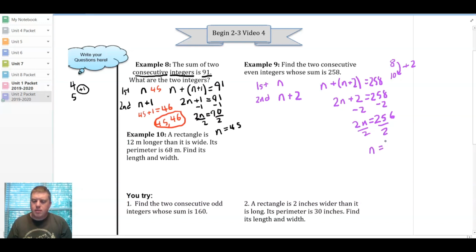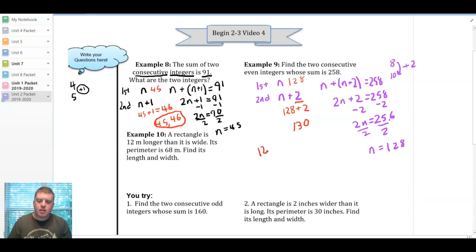So n is going to give me, let's see, 2 goes into 2 one time, 2 goes into 5 twice. We carry the 1, 2 goes into 16 8 times. So our first number is going to be 128. And I'm going to write that by our first term over here. And then to find the next term, it would be 128, instead of plus 1 this time, it would be plus 2. And 128 plus 2 is going to be 130.